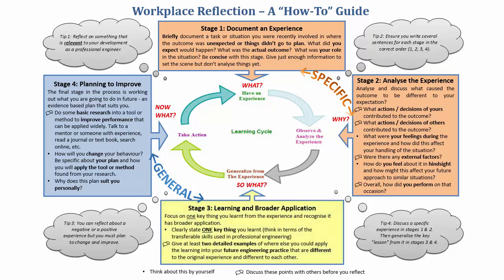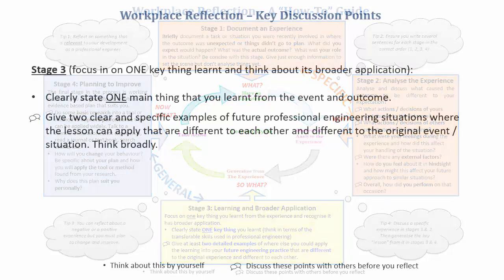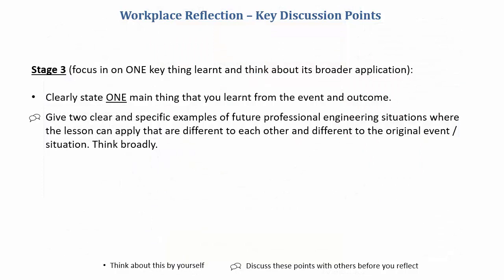So first we'll talk about stage 3. And stage 3 is about identifying a key thing that you've learnt and then trying to work out how you might apply that more broadly. Again, you can see that there are some key things that you need to talk about, which are highlighted here. And if we move on to the key discussion points document, we can see those in more detail. So you want to focus on one key thing that you learnt from the experience and think about its broader application. So this is really important.